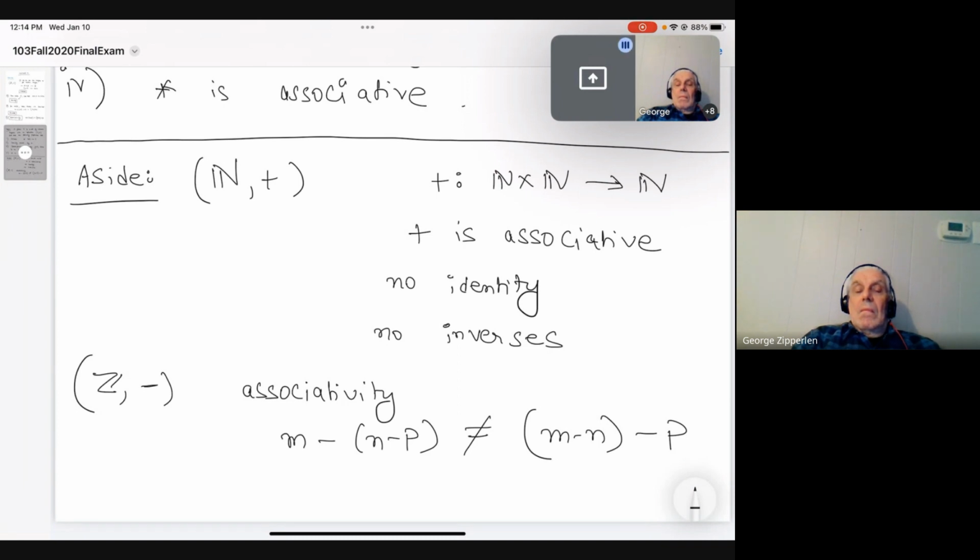What about identity? If I want an element E such that M minus E is M, then obviously you would say, why can't we take E to be 0? But then I also want E minus M to be M, and that doesn't work, right? So there is no such E. So we don't get identity. And since we don't have identity, it doesn't really make sense to talk about inverses either.